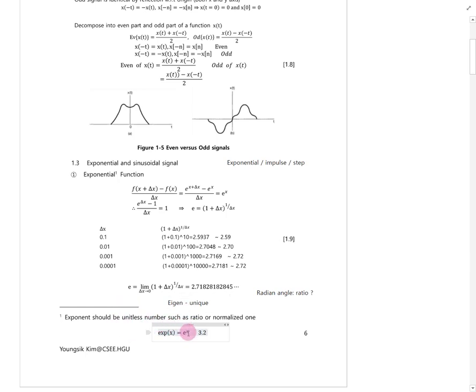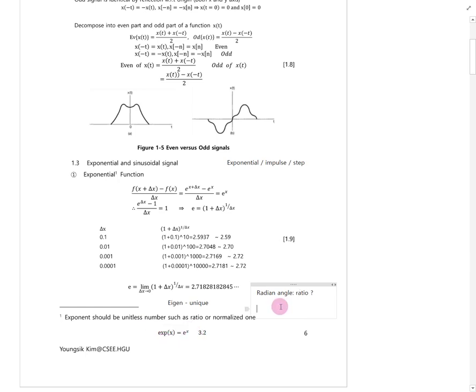All the exponents should be unitless. To be a unitless number, it should be a ratio or normalized. Do not try to memorize this one, but try to understand why. I said that the complex exponential terms are sinusoidal ones. In the case of sinusoidal, we are using radian angle. So what is the radian angle? Radian angle is actually a ratio. That's why it can be used as an exponent.